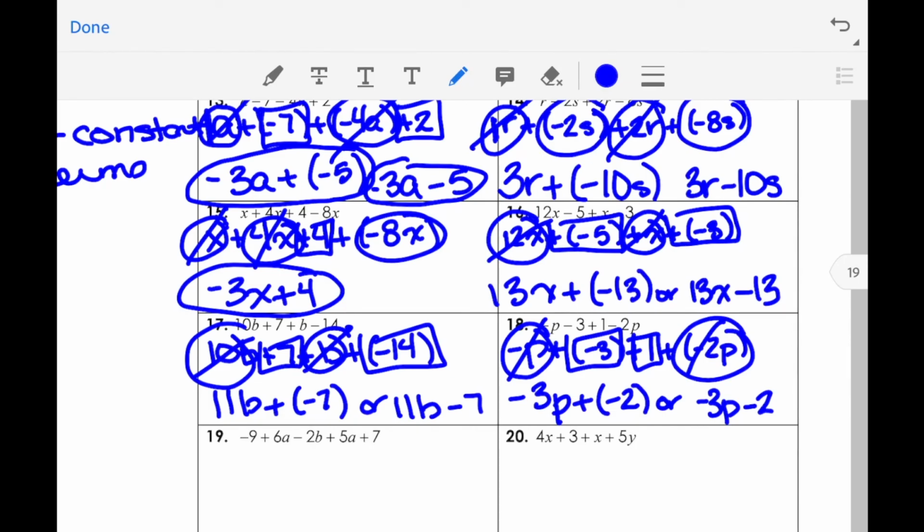Okay, so now you're going to exit this video and you're going to complete the combining like terms exit ticket. If you have questions, if you'd like to go over it more, or if you'd like to see answers to 19 through 26 so that you get some more practice before you start the exit ticket, let me know.